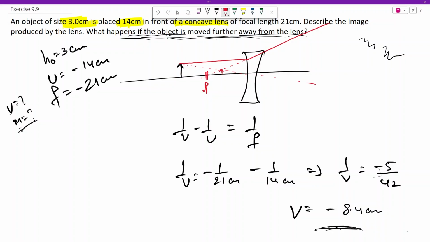Now as we move this object away from the lens, let's assume that the object is placed over here. So what we will see is the image will tend towards the focus because this parallel ray is going to be going in this direction only, and the second ray like this. So we will see that the magnification will drop further, and as u is increased to infinity, the image distance v will tend towards the focus and the magnification will tend towards 0. Thank you.